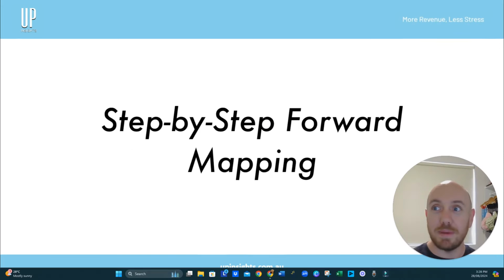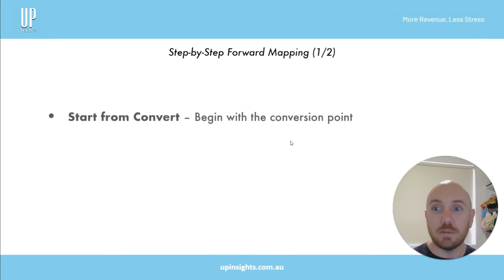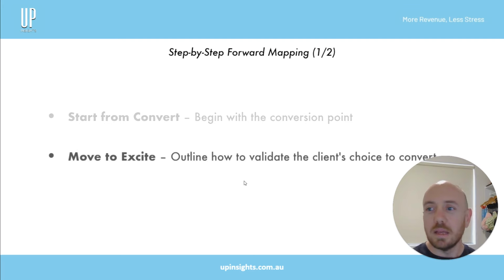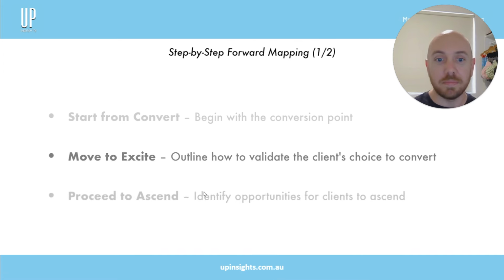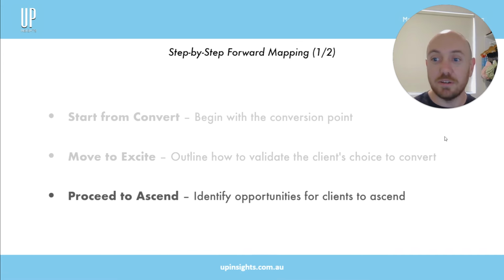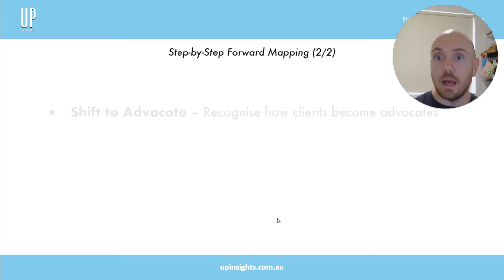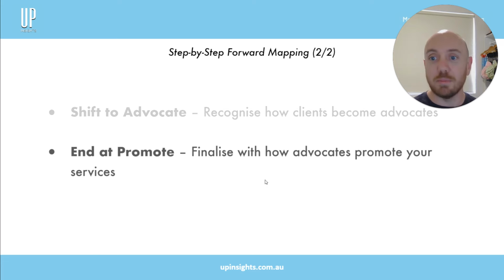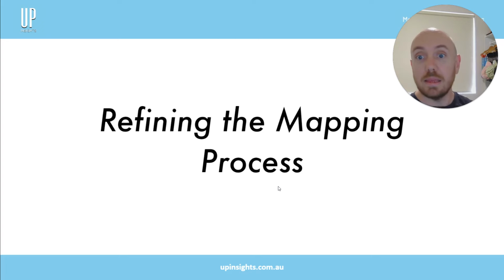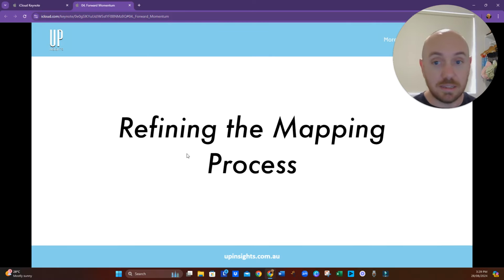So, step-by-step forward mapping. We're going to start from convert, the conversion point that we ended on last time, or kind of started with last time. We started at the middle. Then we're going to move on to Excite, where we'll outline how to validate the client's choice to convert. Proceed to Ascend, identify opportunities for the client to ascend, whether that's through upselling, cross-selling, or just continuing to buy. Shift to Advocate, so we'll recognize how clients become advocates. And then we'll end at Promote, so we'll finalize with how advocates promote your services. Okay, let's get into it. Let's actually start mapping.